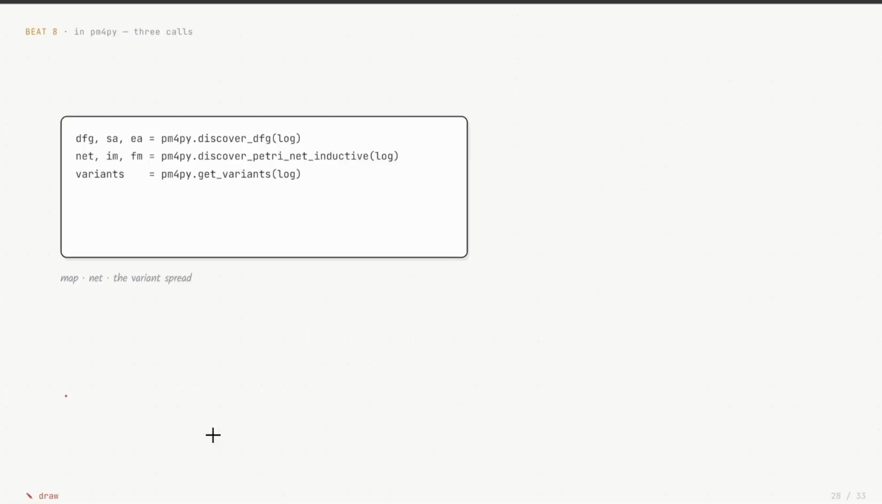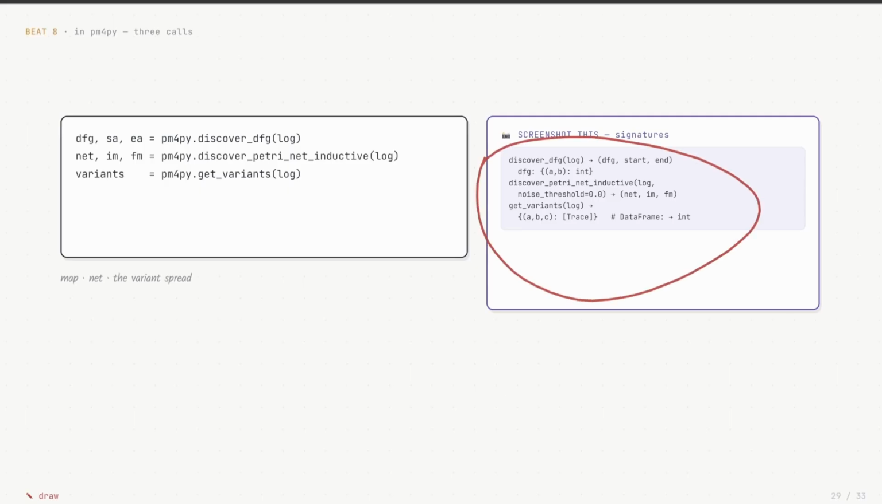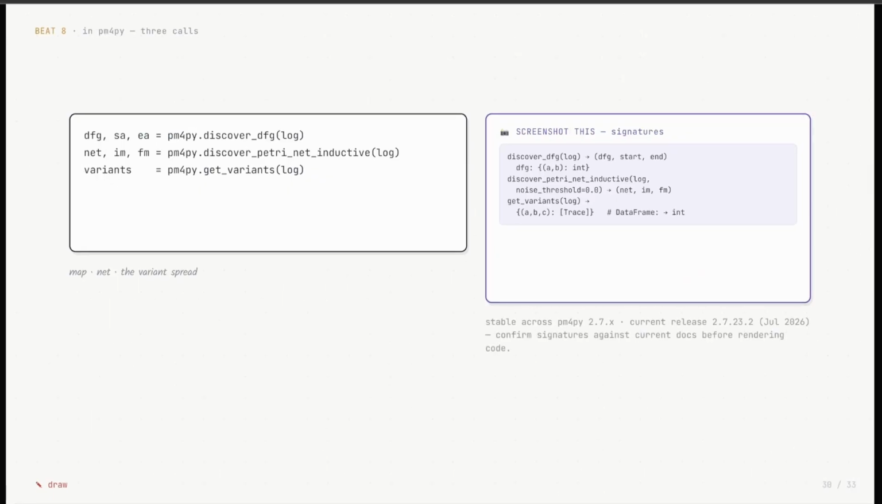There are three calls, three functions. You have the one that gives you the map, the one that gives you the net, and the one that gives you variance for the spread. You can have all of these signatures. You don't actually need to remember them today. This check is basically done by AI. So maybe you could know it for general information, but it's not very useful. And these signatures are stable for this release.